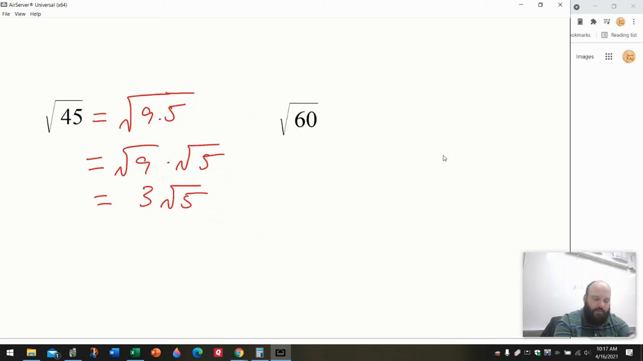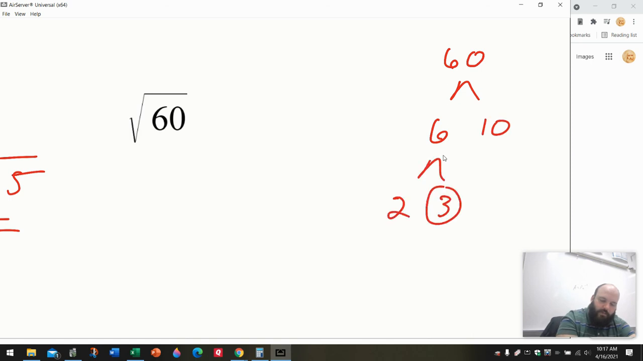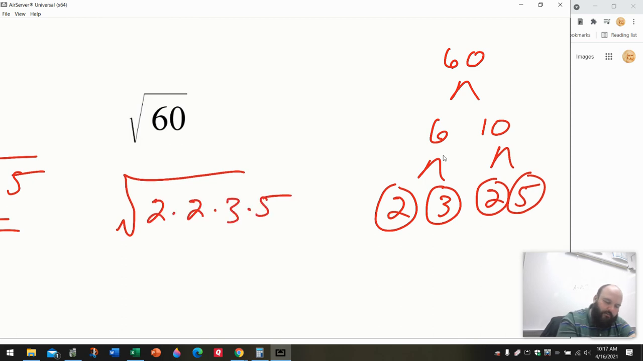Now for 60, once again, I'm not sure that it's immediately obvious what perfect square is in 60. So we will go ahead and do a factor tree for 60. We know that's 6 times 10. We know 6 will break up into 2 times 3. And we know 10 will break up into 2 times 5. So now I'm going to do this just a little bit different and see if this maybe helps you understand. I'm going to rewrite the square root of 60 as 2 times 2 times 3 times 5.